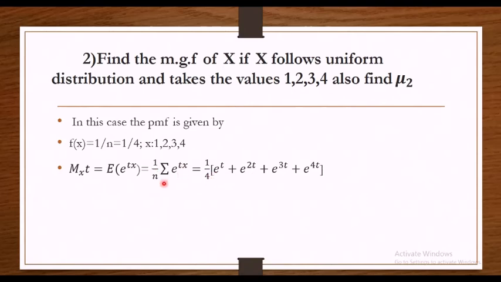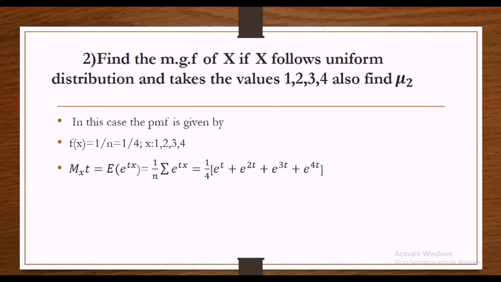Now you substitute the values. Instead of n over here, it is 4, so 1 by 4. Since x takes the values 1, 2, 3 and 4, you can write this as 1 by 4 into e raised to t plus e raised to 2t plus e raised to 3t plus e raised to 4t. Okay, so that is the MGF. So your first part is over.